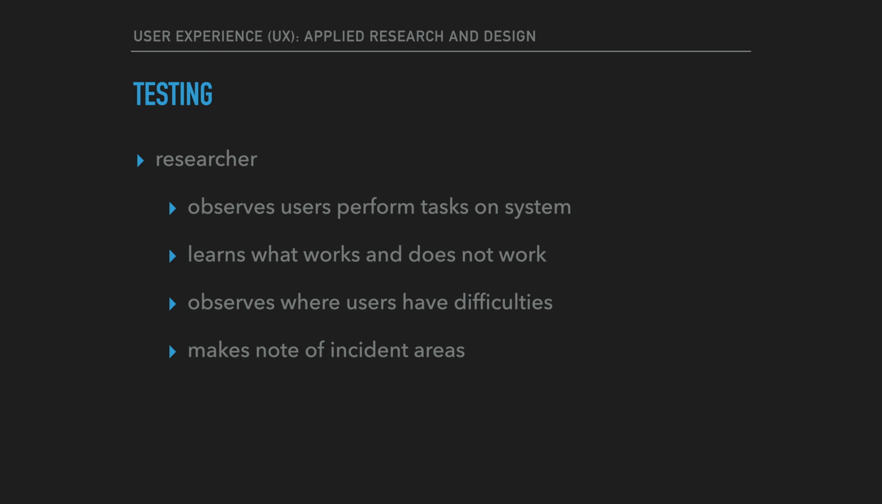Now, as part of the testing, the researcher observes a representative set of users attempt to perform tasks on the system they are evaluating. Through observation, the researcher is able to learn what works about the system and what does not work. The researcher can observe where the users have difficulties and make note of incident areas. There are a lot of insights that can arise from observations, and this can lead to the design of a good product.